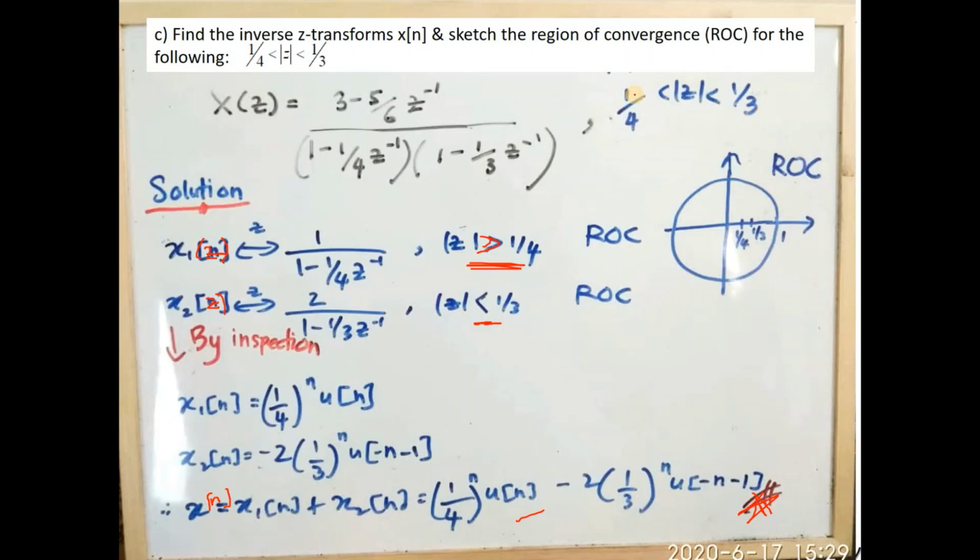Okay, and how to plot it is that you have z more than 1 over 4, which is here, and z less than 1 over 3, which is here. So that means you get the donut shape or ring type ROC.